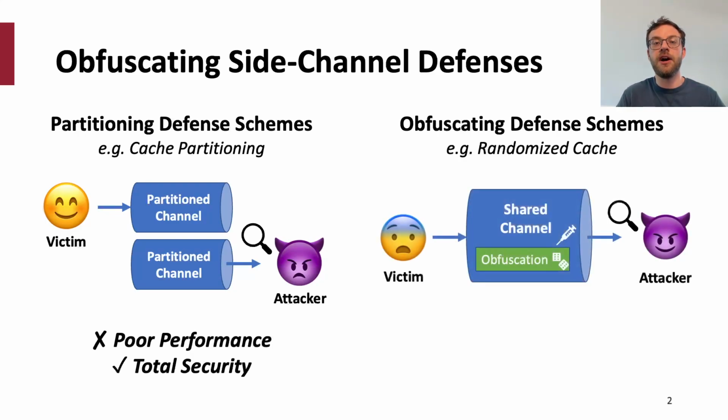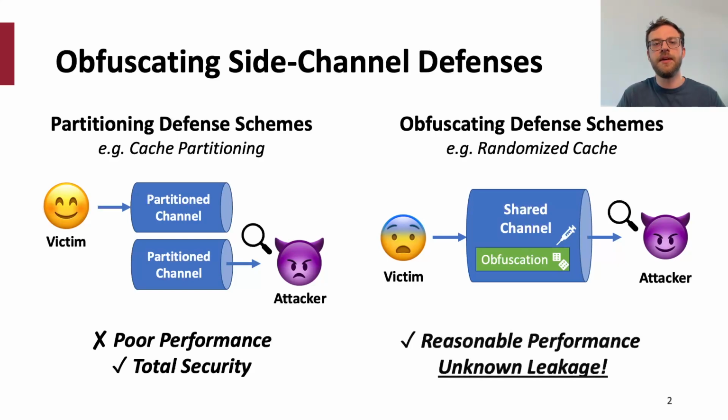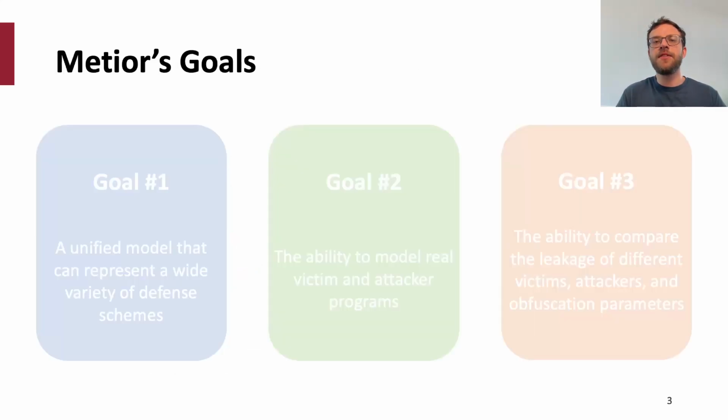In contrast, obfuscating defense schemes, such as randomized caches and traffic shapers, achieve far better performance by reducing, but not eliminating, side-channel leakage by leveraging non-deterministic behavior. Unfortunately, the complexity introduced by this non-determinism often makes it difficult to determine how much leakage is actually allowed by these schemes. We identify three key goals in studying the side-channel leakage of obfuscating defense schemes.